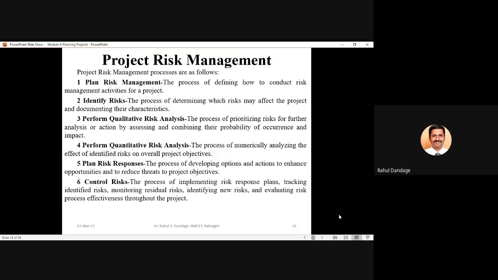When planning these risk responses, we have to ensure that whichever response you select, the way you respond to the risk is such that if there are positive risks, in the form of opportunities, we are able to enhance those opportunities. And if the risks are negative, in the form of threats to the project objectives, we ensure we reduce their effect on the project objectives.